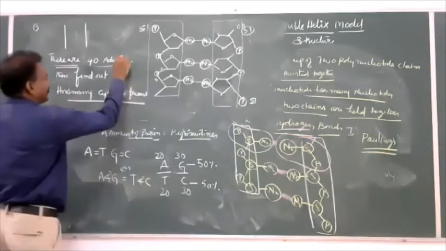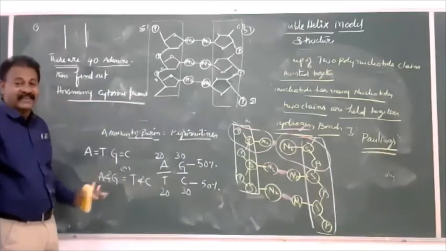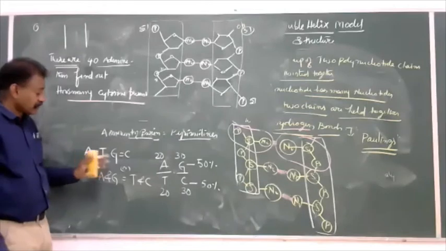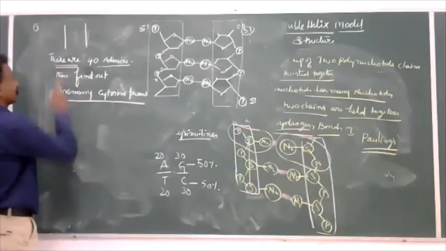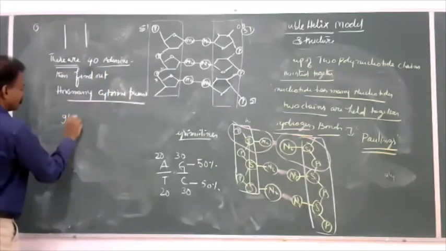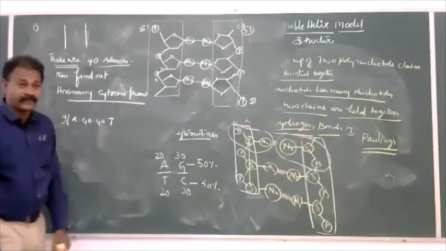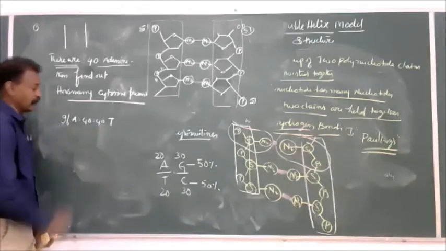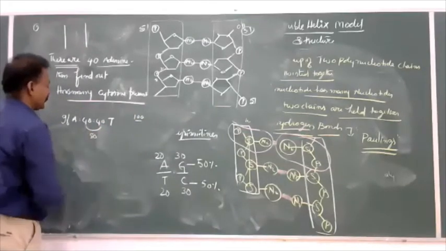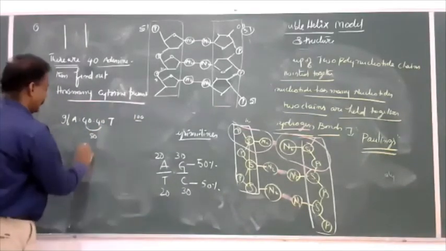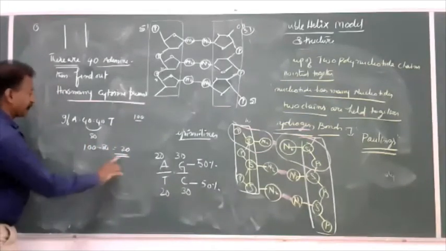So they have given 40 adenine and they are asking about cytosine. But in the DNA, always A bonds with thymine, guanine bonds with cytosine. Always A bonds with thymine. So if A is 40, thymine also should be 40. A is equal to T, or T is equal to A. In a given amount, if it is 100, 40 plus 40 is 80. So the remaining, 100 minus 80, is equal to 20. What will be the amount of cytosine?